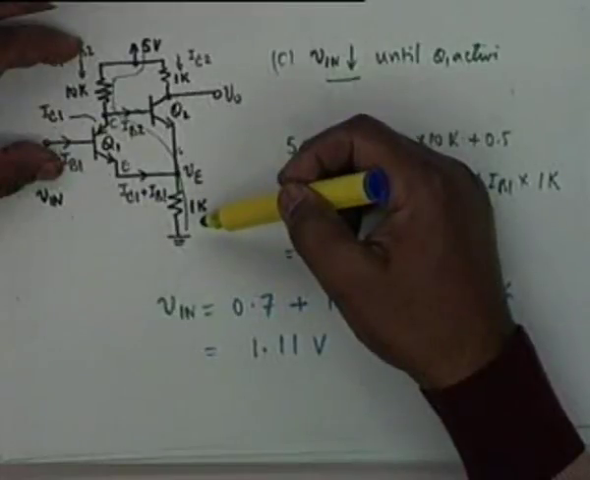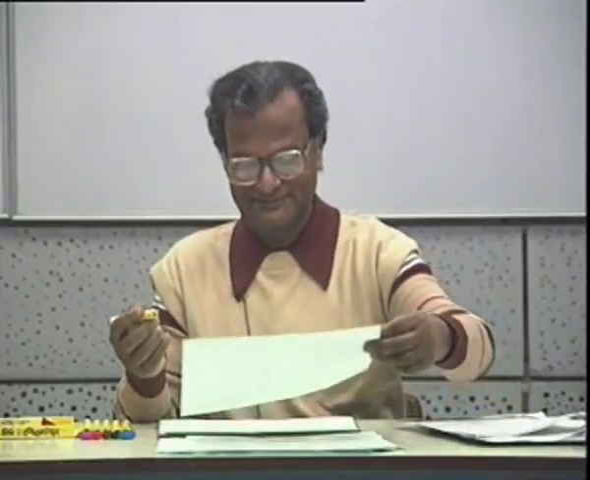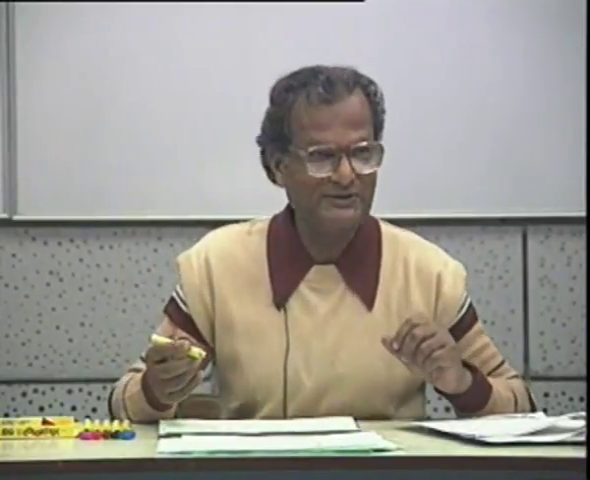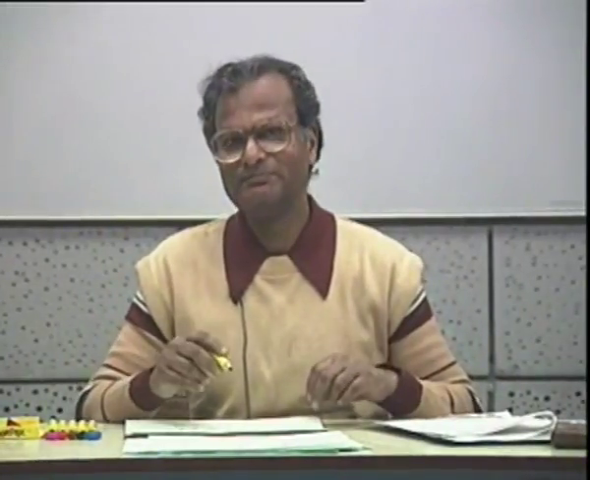Why should V be 5 volt? VO is 5 volt. Okay. Any other questions? This is one of the experiments that we will perform in the lab class.